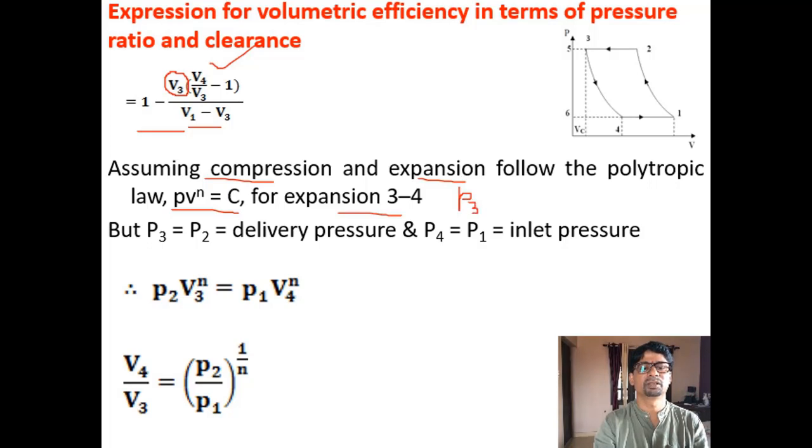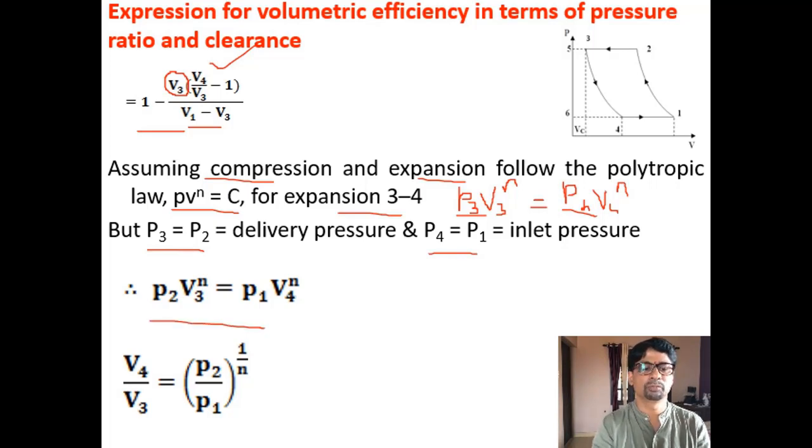P3 V3 to the power n, I'll write that equation since it's not written here, because P V to the power n is equal to C, so I am applying it for 3 to 4, so P4 V4 to the power n. So here what happens is P3 is equal to P2, so this term becomes P2, and P4 becomes equal to P1. So you can write P2 V3 to the power n is equal to P1 V4 to the power n, or V4 by V3 is equal to P2 by P1 to the power 1 by n.